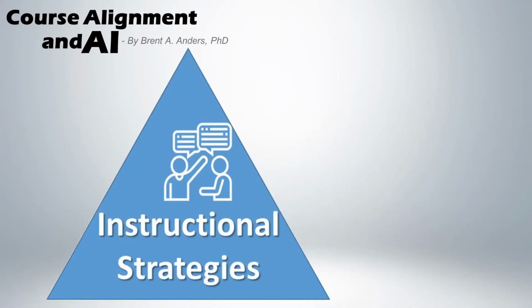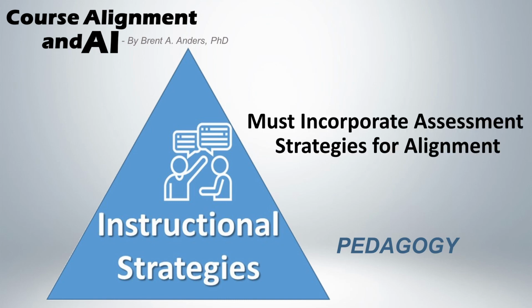Finally, we have instructional strategies. So this is the pedagogy aspect of course alignment. Now here, we must incorporate assessment strategies for alignment. What does that mean when we're saying that we must incorporate the aspects of the overall assessment strategies? So you have to remember, if I'm teaching you in a certain way, I have to think about how I'm going to actually assess you, because I have to sort of ensure that the students understand what's expected of them. How are they going to be judged, assessed, evaluated?